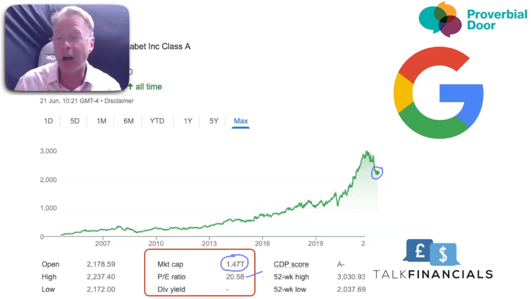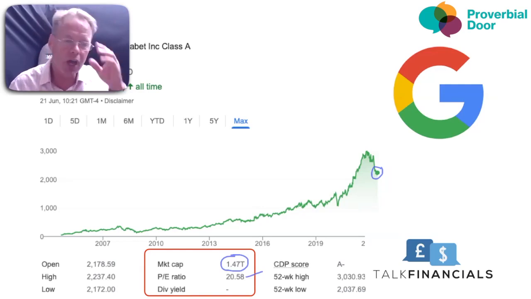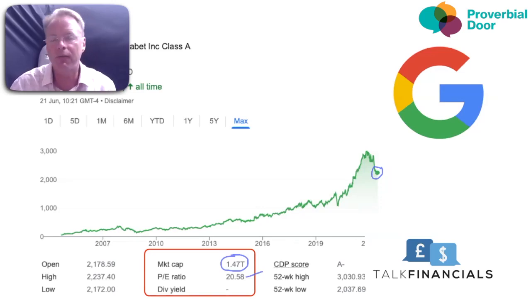of people who go, oh, you know what, I haven't got $2,500 to buy one share in Google, but I do have $400 to buy a couple of shares in Google, for example. So it increases the liquidity. That's good for shareholders. It means that you can sell part of your shareholding. It's good for investors. It should be good for the share price.